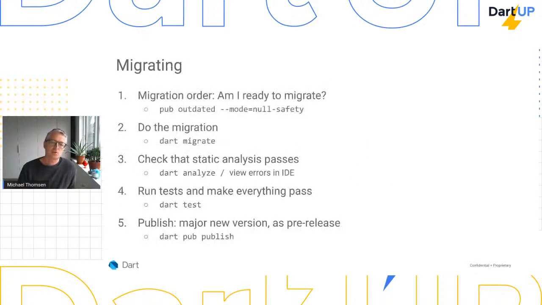There are 5 steps in total to migrate. The first one is to check for what I just mentioned. Am I ready to migrate? Are all my dependencies ready? Step 2 is to actually do the migration.